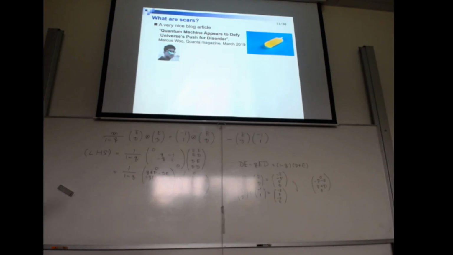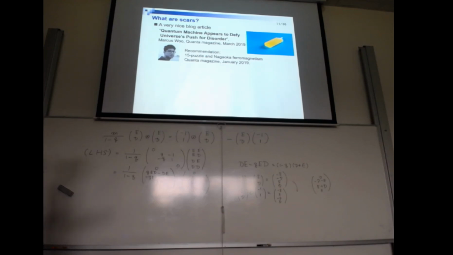And he also wrote some other interesting articles, and this one I want to recommend to you. He wrote an article about the relation between the 15 puzzle and Nagaoka ferromagnetism. Nagaoka ferromagnetism is one of the exact solutions of the Hubbard model in more than one dimension. But anyway, it has almost nothing to do with scars.